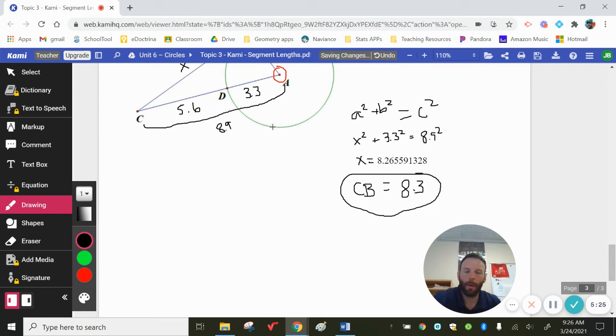That wraps up all the different types of questions you're going to see for lengths of segments in and around circles. I hope this helps to complete our practice problems and ultimately helps you to be successful on your test.